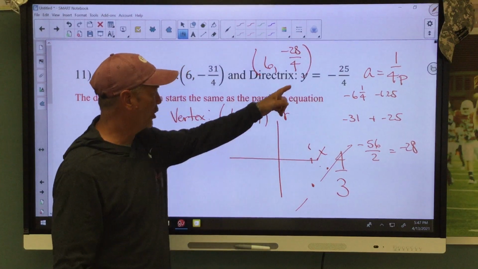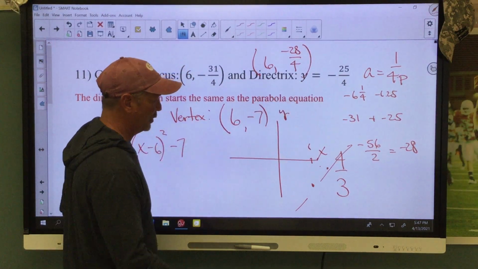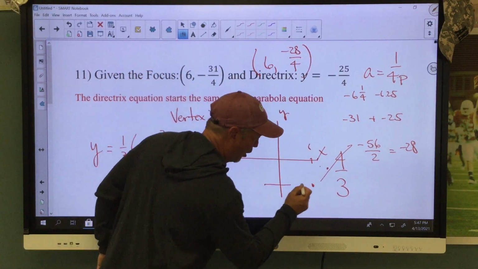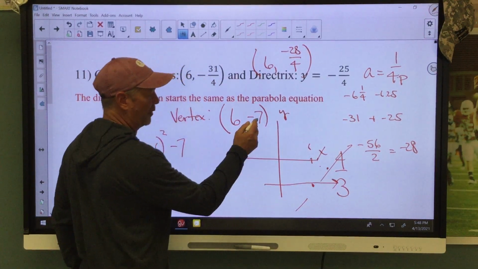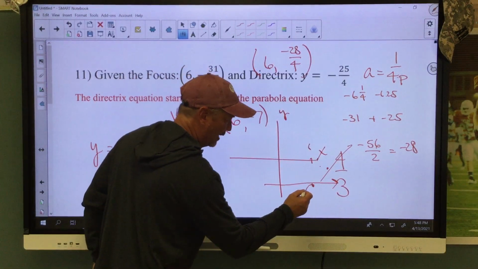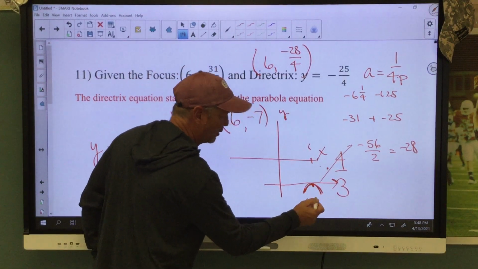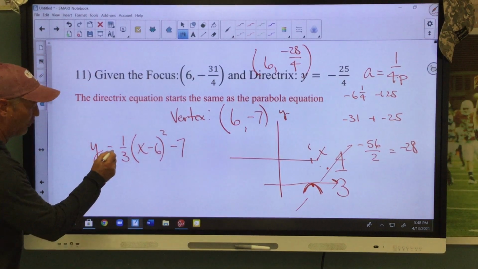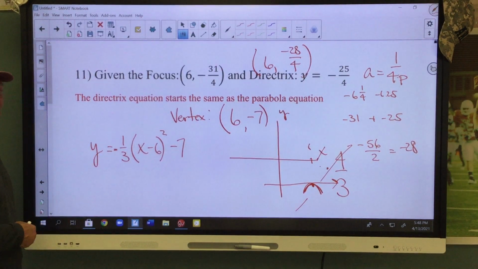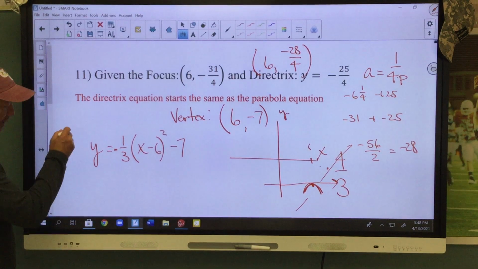This is going to cross the y-axis, so it's going to be right here, but it doesn't go all the way down to 7 where the vertex is. The parabola always opens away from the directrix. So this means we're going to open downward, and so I should put a negative in front. And there's our answer.